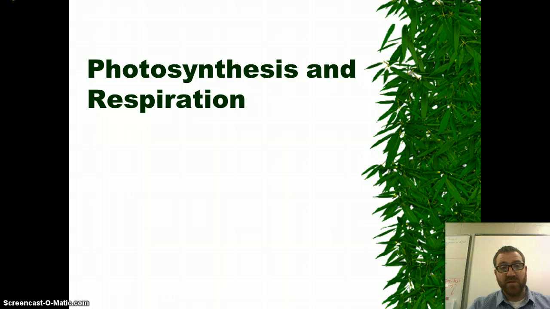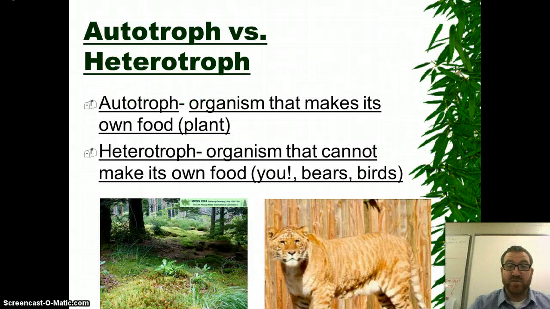Now, the last 2 processes I want to talk about, which are a little bit closely related, are photosynthesis and respiration. Depending on the type of organism that we have, it will require one or the other, or a combination of both. Generally, both are going to be needed. However, how we get food into the cell is vital. Some organisms have the ability to make their own food, others do not.